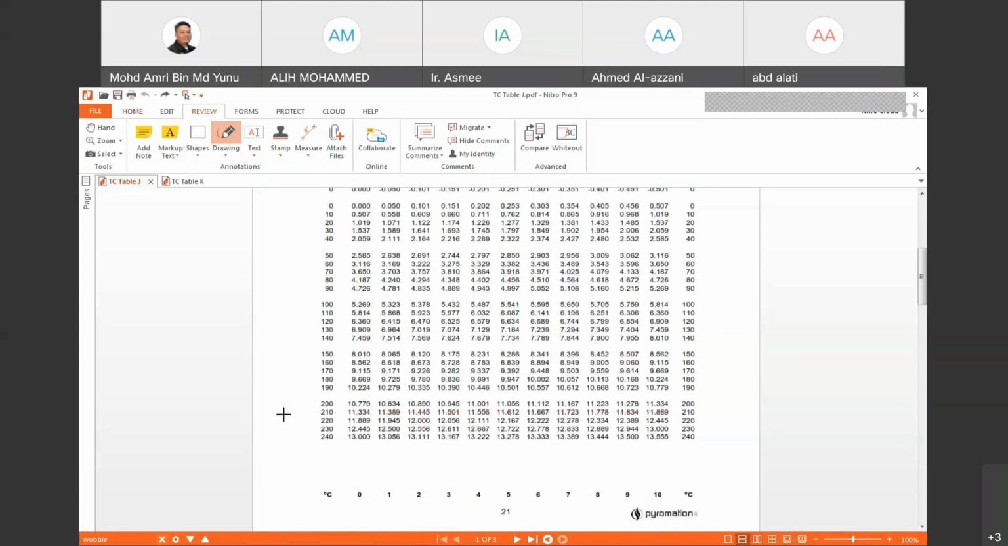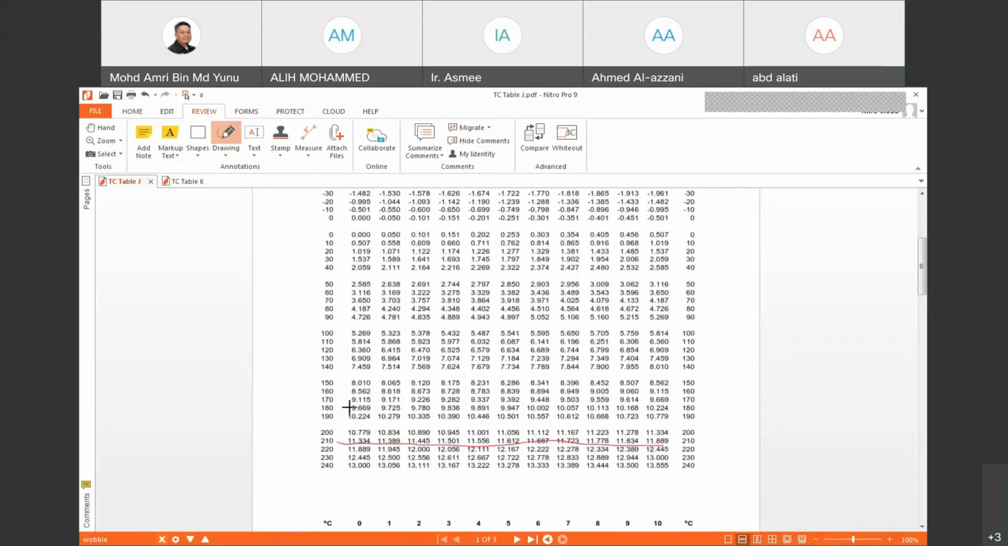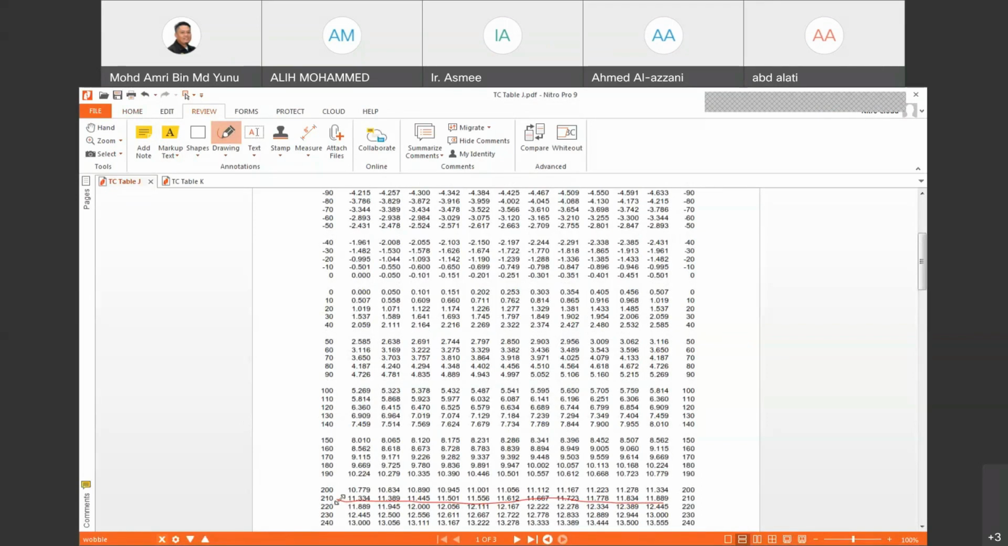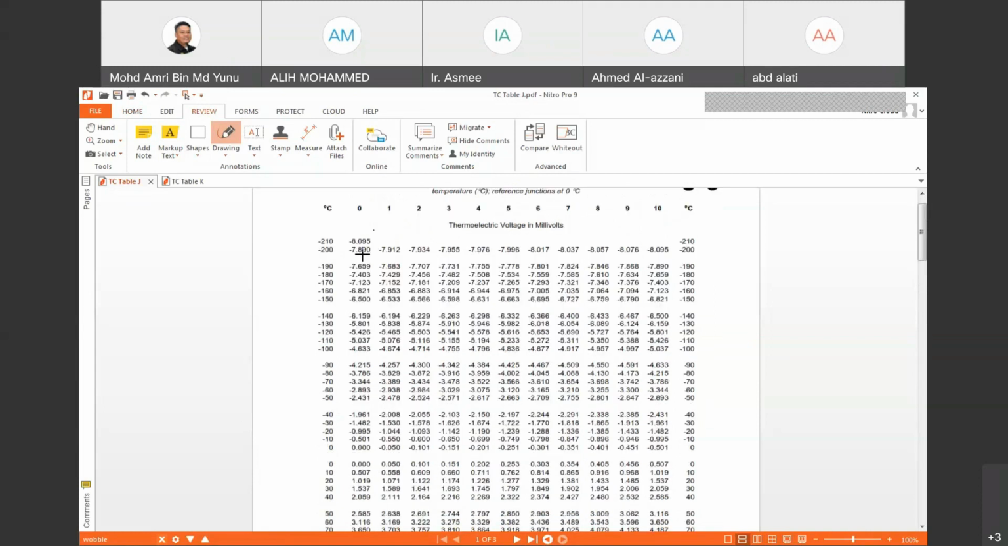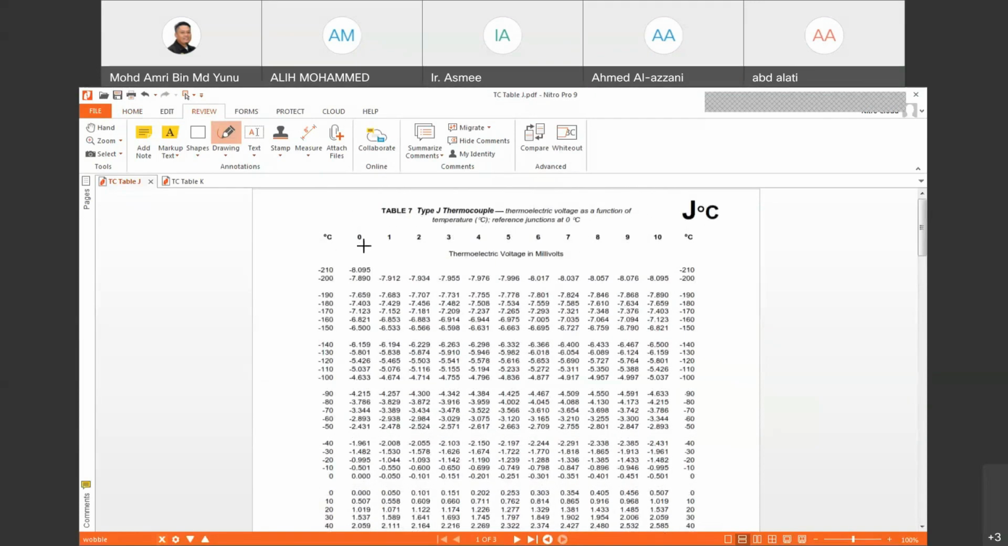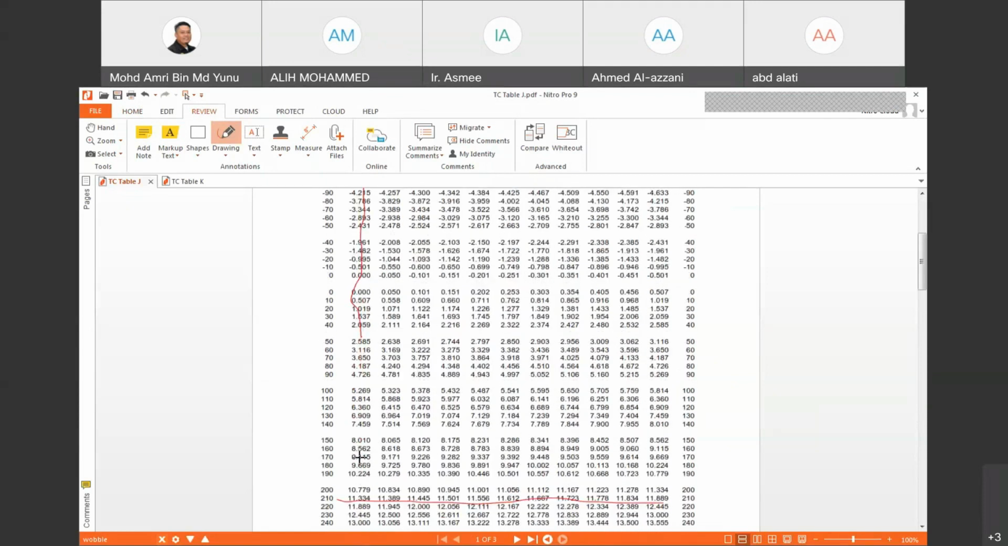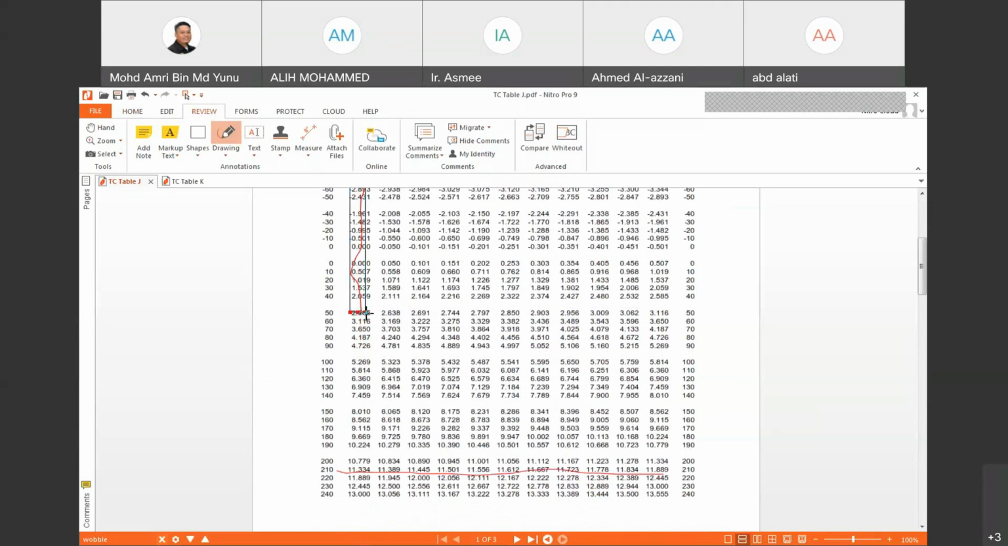Sorry, yes, so we look into this row, and then 200 plus 0 makes up 210, the temperature difference. And then we look into this column.